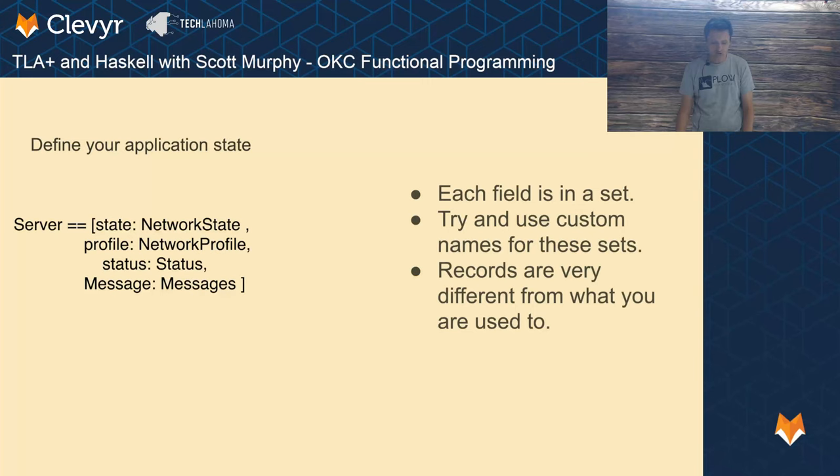So you have server here, which again I'm defining what the type of my server is going to be. So I'm saying that server is going to have a state with a network state. It's going to have a network profile. It's going to have a status of connected or unconnected, and it's going to receive a set of messages. Right? Again, each of the fields in this record is a set.